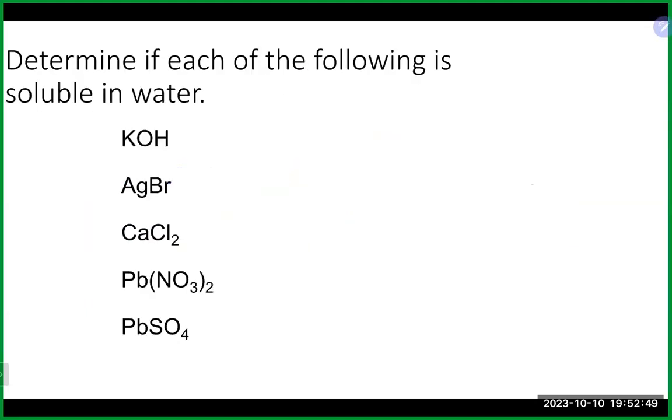All right, so let's start with this one here. KOH, should it be soluble or insoluble here? KOH should be soluble, right? As soon as I see the potassium, it is group 1, so this should be soluble. Have the aqueous symbol next to it. How about silver bromide?